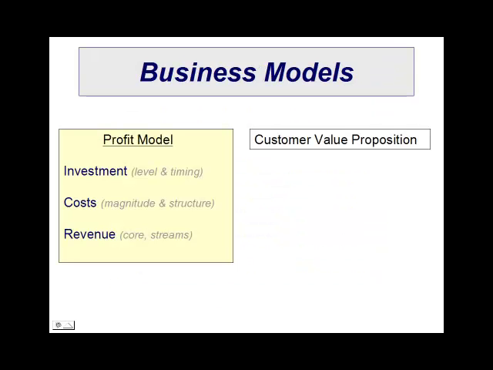Okay, let's review up to this point. Business models, we said, have two major components, a profit model and a customer value proposition. We've gone through the profit model and have looked at essentially three major elements: investment, the level and the timing, how much and when does it come; cost, how much and what's the structure, fixed, variable, semi-variable; and the revenue stream. What happens transactionally at the beginning when a purchase is made, and what happens over the lifetime of a product. Now let's turn our attention to the other side, customer value proposition.